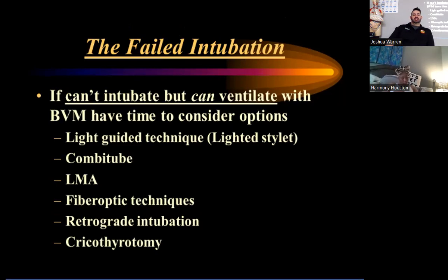So if you can't intubate but can ventilate, you have some options. How about a light guided technique? Lighted stylet. What's a lighted stylet? It's exactly what it sounds like. It's a little plastic tube that you can put through your ET tube, and it's got a light on it. It helps to guide you. Combitubes, LMAs, fiber optic stuff. Ooh, y'all ain't got none of that. Retrograde intubation, cricothyrotomy. That's really old stuff. Yeah. You wouldn't be doing that.